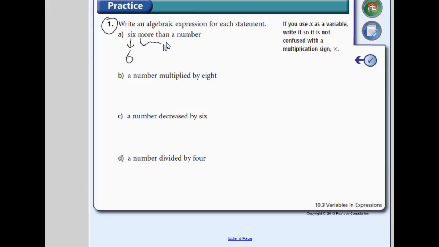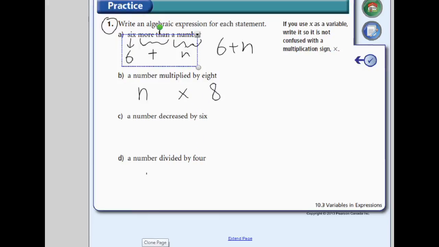More than, well, that's going to translate to plus, and a number, we are simply going to write n. So this would be 6 plus n. The next one, a number, so n multiplied by 8. So n times 8. But actually, when you write down n times 8, the really proper way to write that is to turn it around and to write it like this.